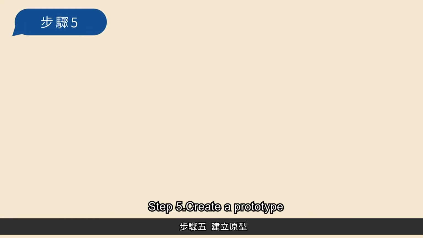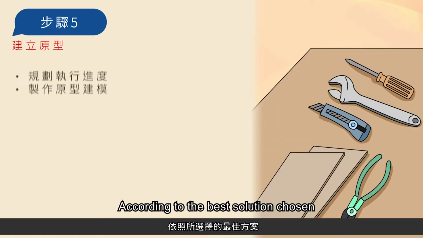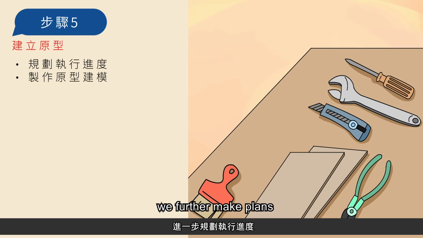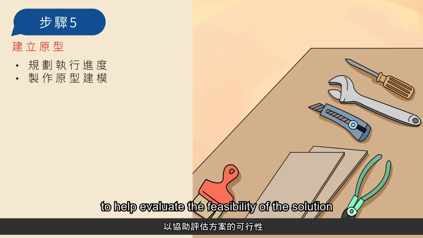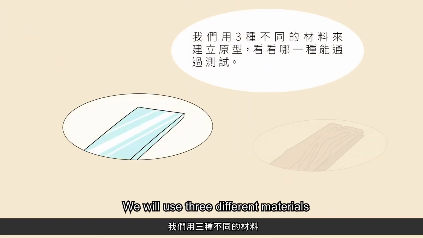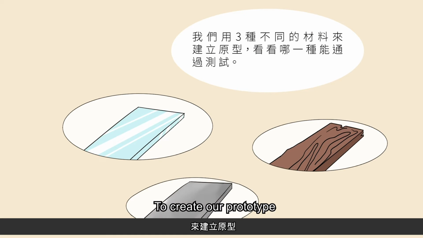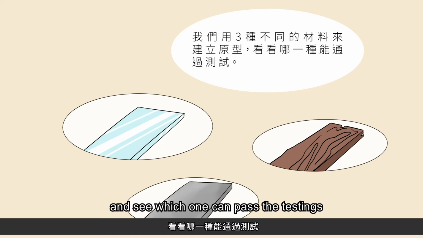Step 5. Create a prototype. According to the best solution chosen, we make further plans to produce a prototype model. The prototype model can be produced with lightweight material to help evaluate the feasibility of the solution. We will use 3 different materials to create our prototypes and see which one can pass the testings.